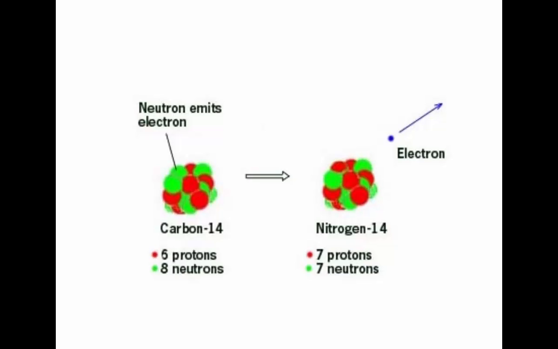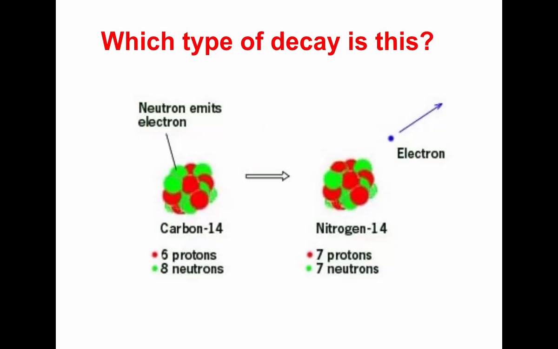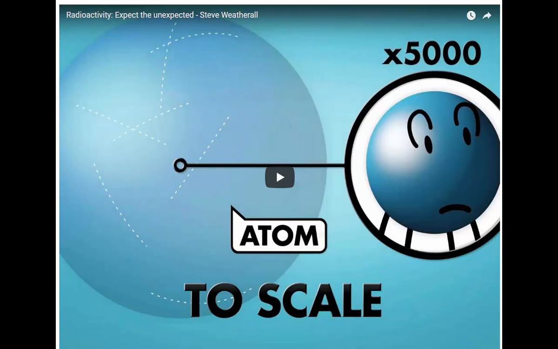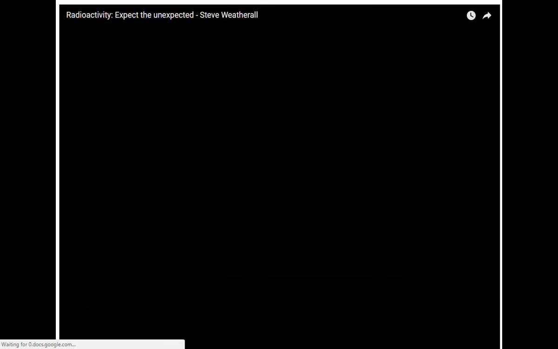If we look at carbon-14, which is unstable, carbon-14 has 6 protons, like all carbon, but it has 8 neutrons. One of those neutrons turns into a proton, so 6 protons go to 7 protons. We have 1 less neutron, but the atomic mass doesn't change: 8 and 6 is 14, 7 and 7 is 14. Carbon-14 decays into nitrogen-14 and emits an electron. So what type of decay is it? Beta decay.